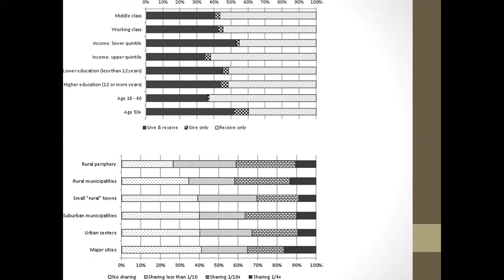When looking for the geographic locations, you can do this as well using the data. We see that in the rural periphery, on the top row, there is the lowest number of people who do not share at all. Then there are people sharing less than one-tenth, then sharing more than one-tenth. And on the right, you see people sharing more than one quarter of food. That's quite a lot of food that you grow. That's quite a high number. There are some detailed differences.